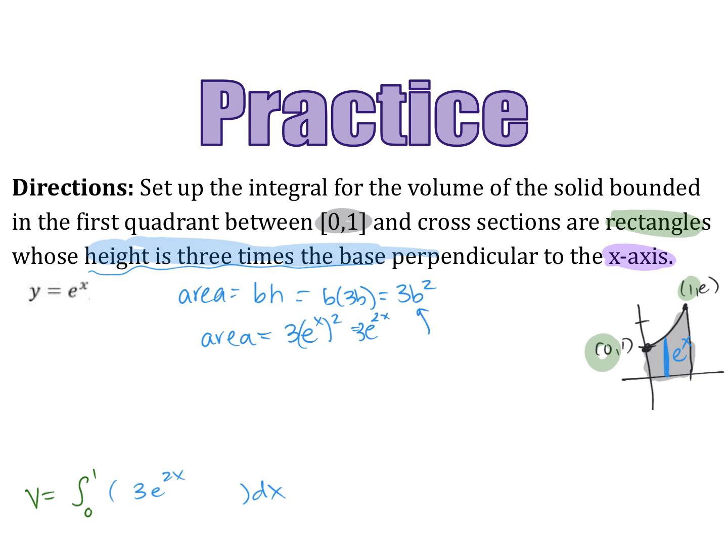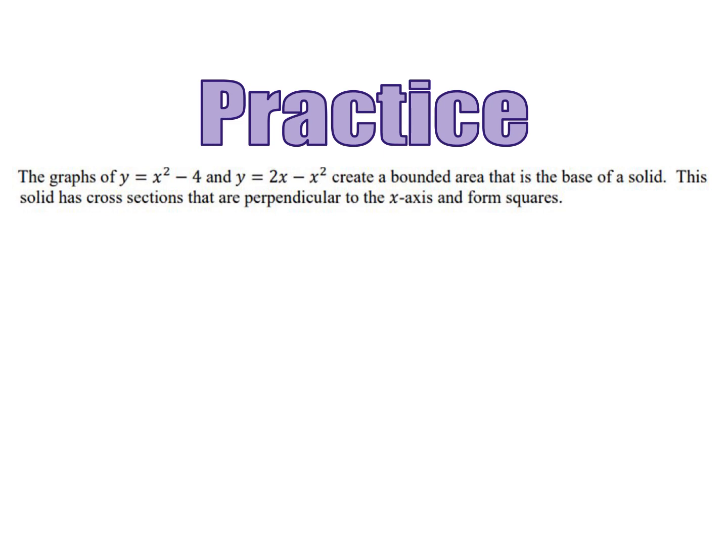You could do this using u substitution, but right now I really just want to focus on setting up the problem for a couple more examples. So let's look at another example. Go ahead and pause the video and create a sketch of the graph that's here, and then highlight the key information. What axis are we perpendicular to? What shape are we using for the area of the base? See what you can identify before we jump in together.